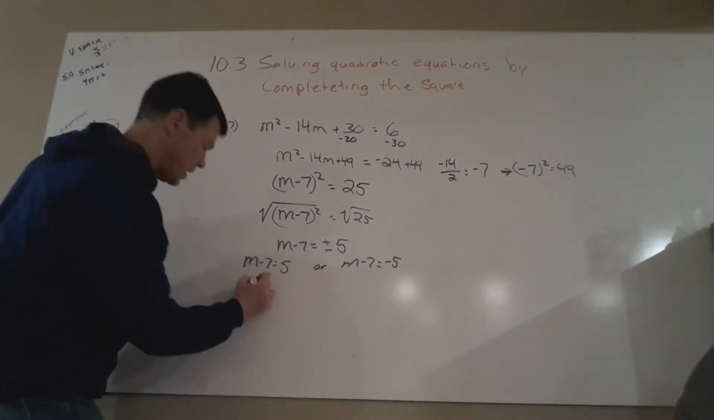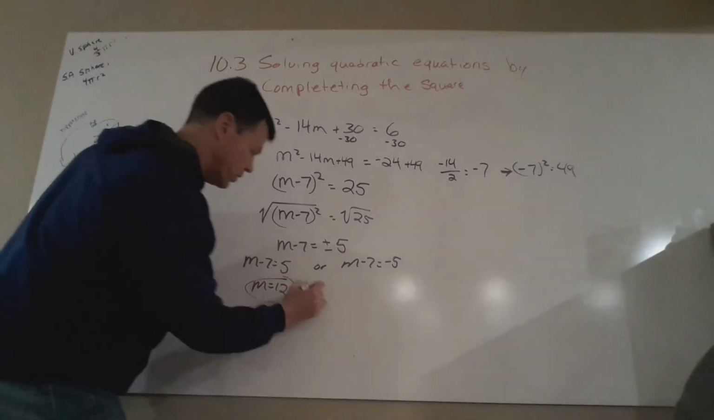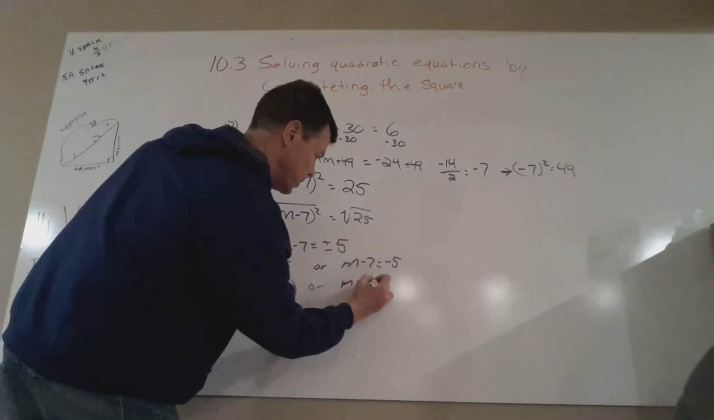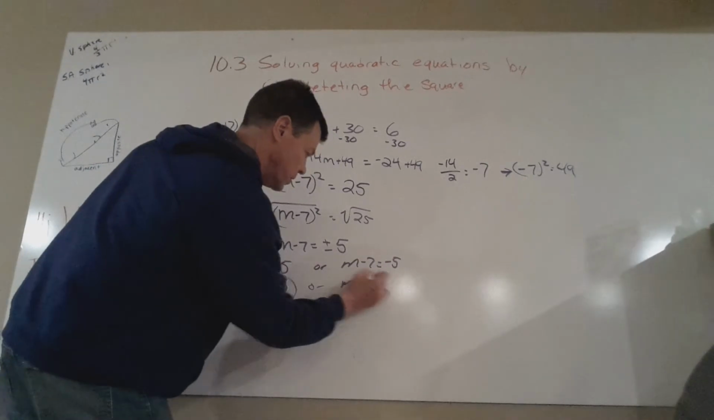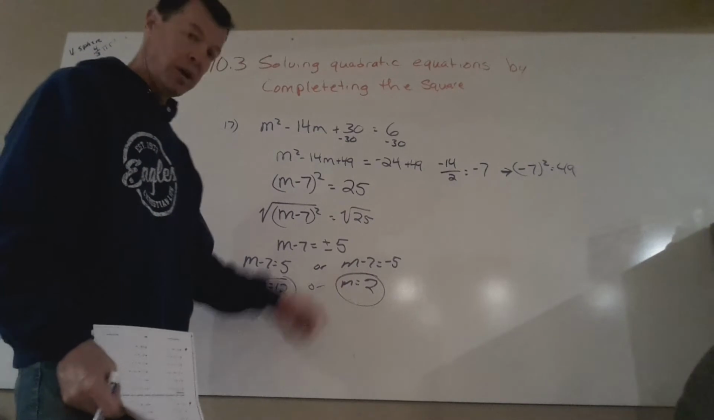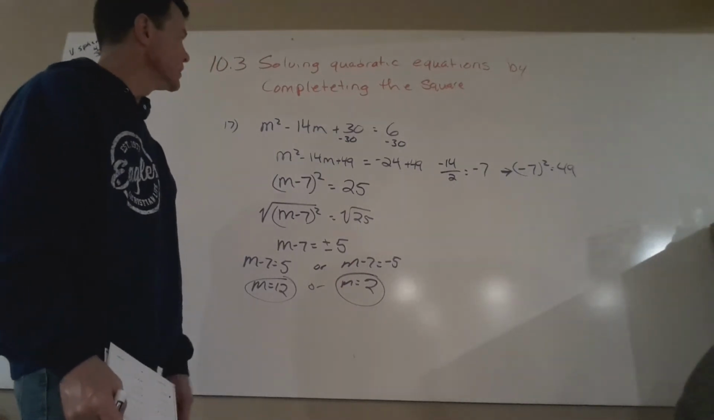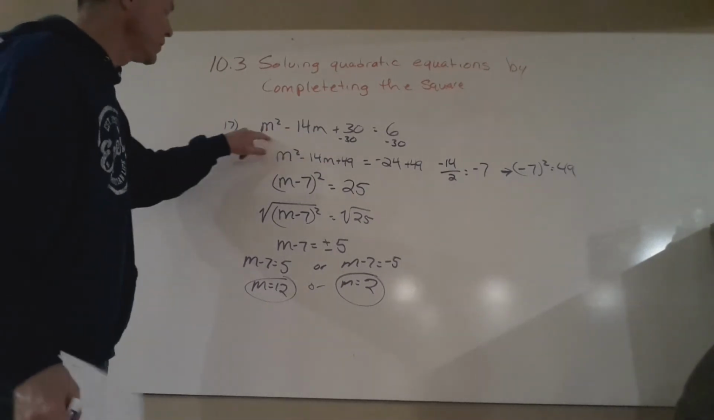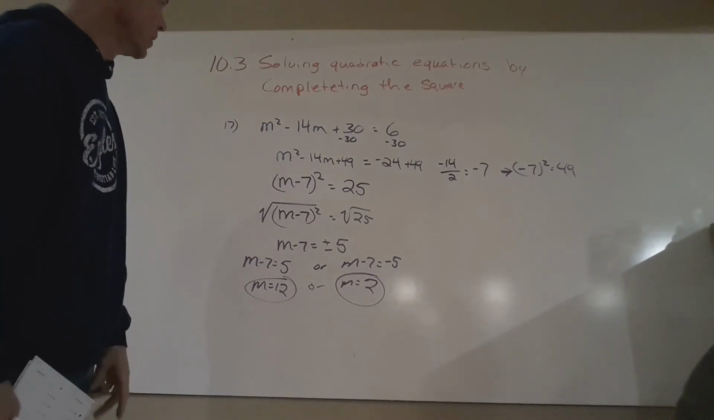Add 7 to both sides, m equals 12, or add 7, m equals 2. So two possibilities, m equals 12 or m equals 2. All right. Remember, get the first two of these by itself. That's the easiest way to keep this stuff organized.